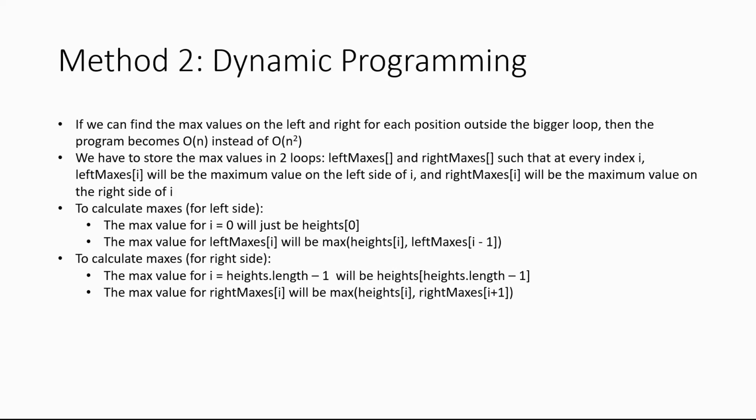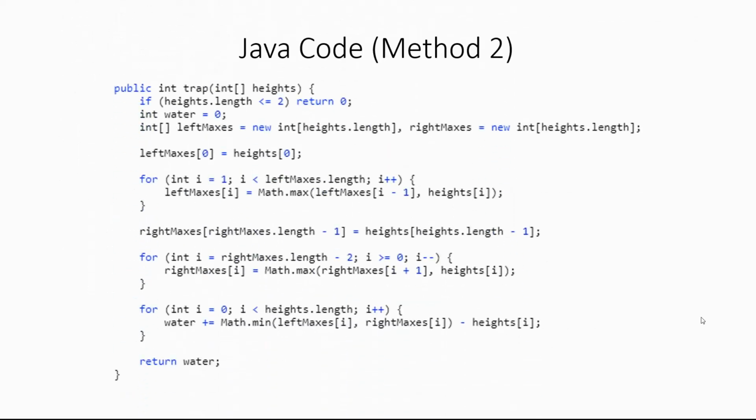and the maximum value for the other positions in the maxes array will be the maximum of the height at the current position and the max value of the previous position. This is the same for both left maxes and right maxes, except that they are both reversed in order. Once again, this is how I coded it in Java. As you can see, for the left side, this is step 1 and this for loop is step 2, and for the right side, this is step 1 and this for loop is step 2.